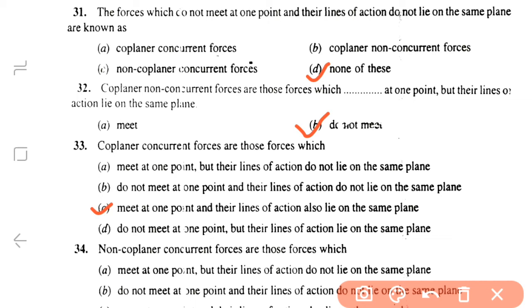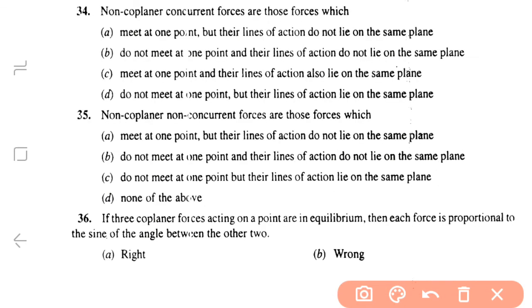Next is question number 34. Non-coplanar concurrent forces are those forces which, here friends, these are the options and correct option is option A. So here friends, non-coplanar concurrent forces are those forces which meet at one point but their lines of action do not lie on the same plane.